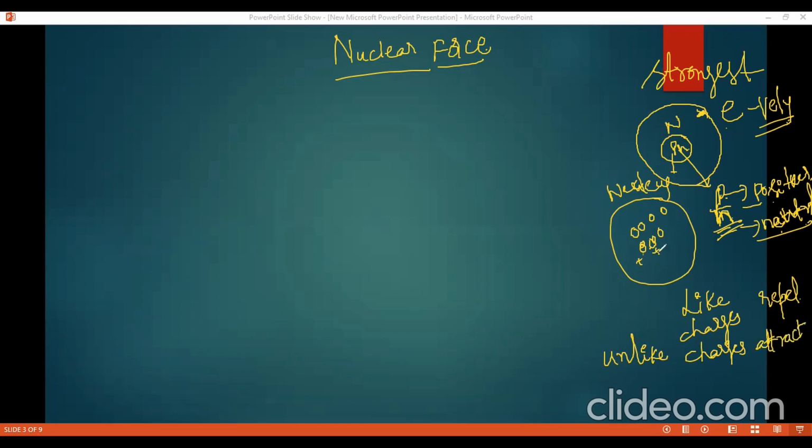Here you observe proton and proton. No doubt each proton has a positive charge. So both are positive, and when both are positive, there is a repulsion between them, right? Even though they repel, what happens? They should move away, right? But this nuclear force keeps these two protons together. Got it?